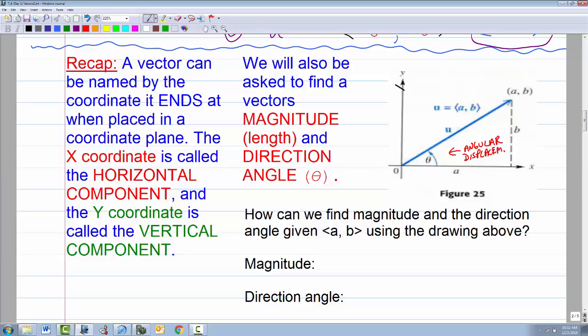A vector can be named by the coordinate it ends at when placed in a coordinate plane. That's what we just did. The x coordinate will be called the horizontal, because horizontal is right left. The y coordinate is called the vertical, up down. Now this is new over here. We also will be asked to find another way of expressing vector positions, and what's important about it is to find the magnitude, which you already wrote as length, right?